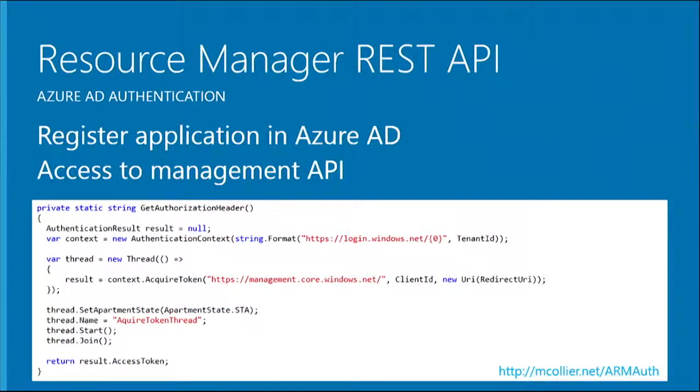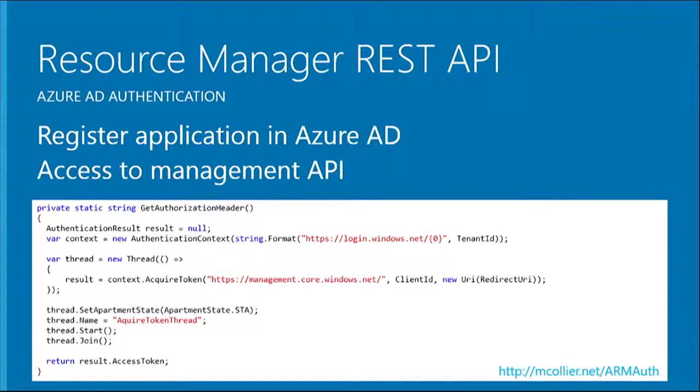We look at working with the REST API. It's important to note that the only way to authenticate against this API is using Azure Active Directory. We know that with the Service Management API, we can use X509 certificates to authenticate that way. Right now with the Azure Resource Manager API, it will only authenticate using Azure Active Directory. So one of the things we need to do is register an application in Azure AD, and we need to allow that application to have access to the management API.